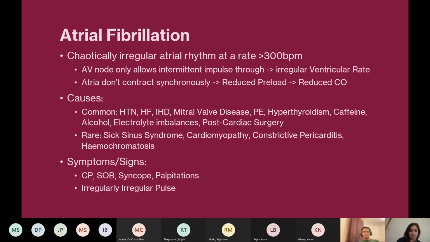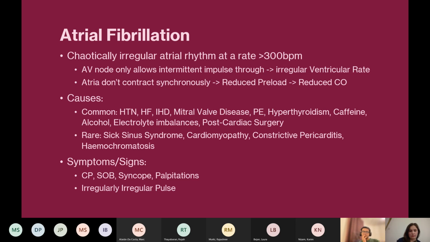Okay, atrial fibrillation. It's a chaotically irregular atrial rhythm, usually above 300 beats per minute. Some texts say it can be between 300 and 600 beats per minute. If the AV node is still functioning, it will allow intermittent impulses through to the ventricles, creating an irregular ventricular rate. So that's why you get your irregular pulse.